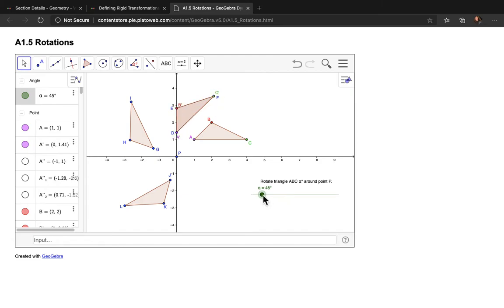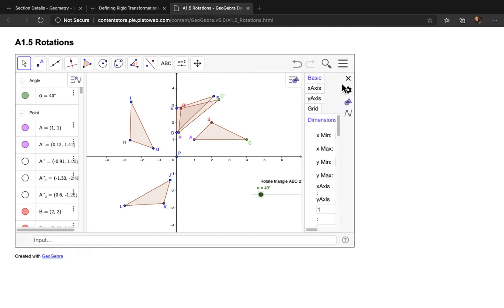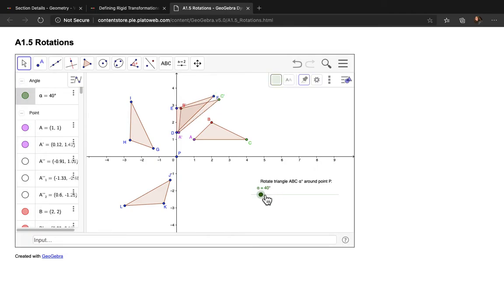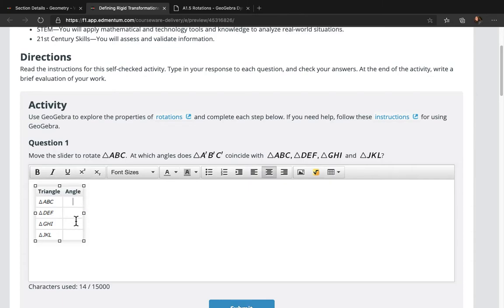Just to take a step back, remember rotations are basically the process where we turn our figures counterclockwise. Okay, so what they want us to do is look at triangle ABC and rotate it to where it's going to sit on top of triangle DEF. And if you do that, you just want to record the measure of that angle. So at 45 degrees, triangle ABC sits on top of triangle DEF. Okay, so that's what I'm going to put.